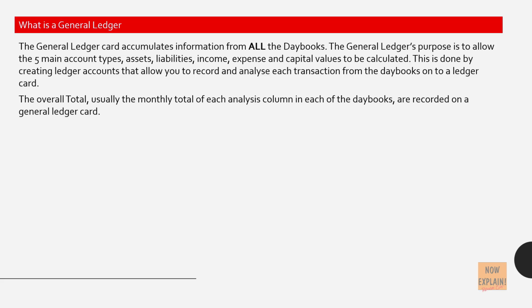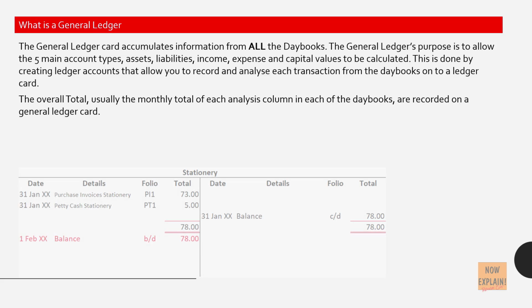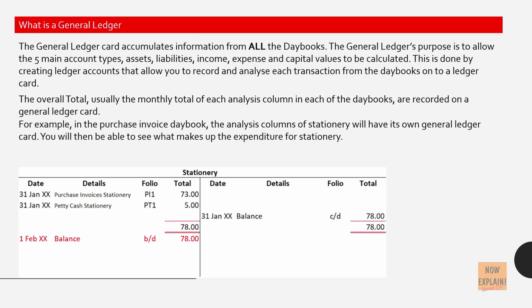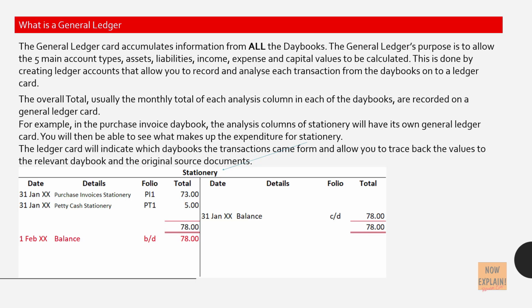The overall total, usually the monthly total, of each analysis column in each of the daybooks is recorded on a general ledger card. For example, in the purchase invoice daybook, the analysis column of stationery will have its own general ledger card. You will be able to see what makes up the expenditure for stationery. The ledger card will indicate which daybooks the transactions came from and allow you to trace back the values to the relevant daybook and the original source documents.